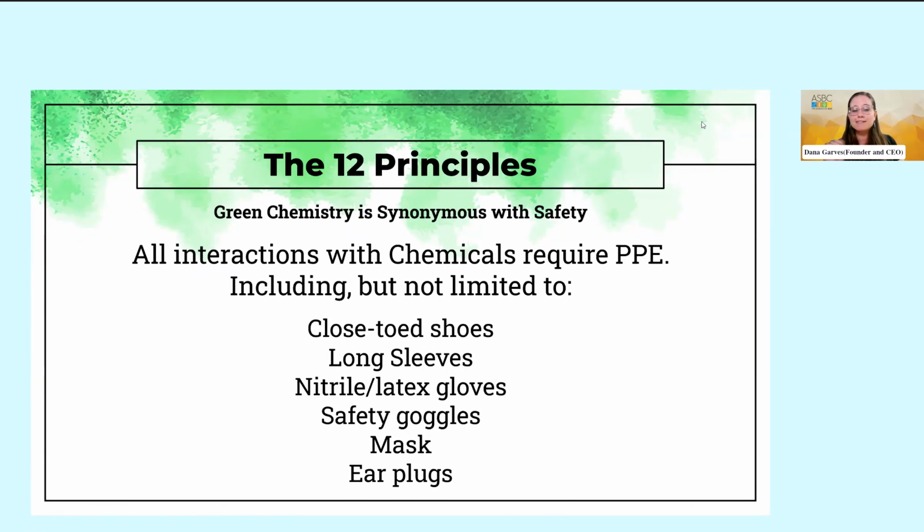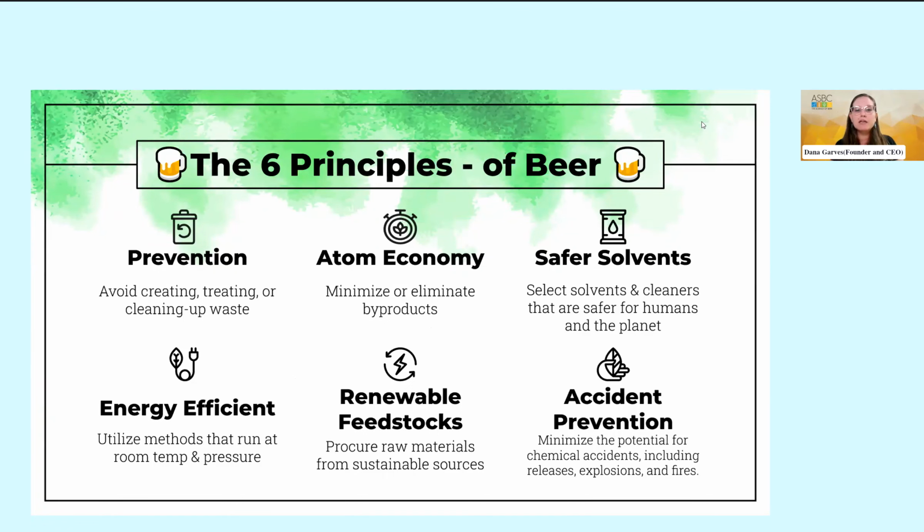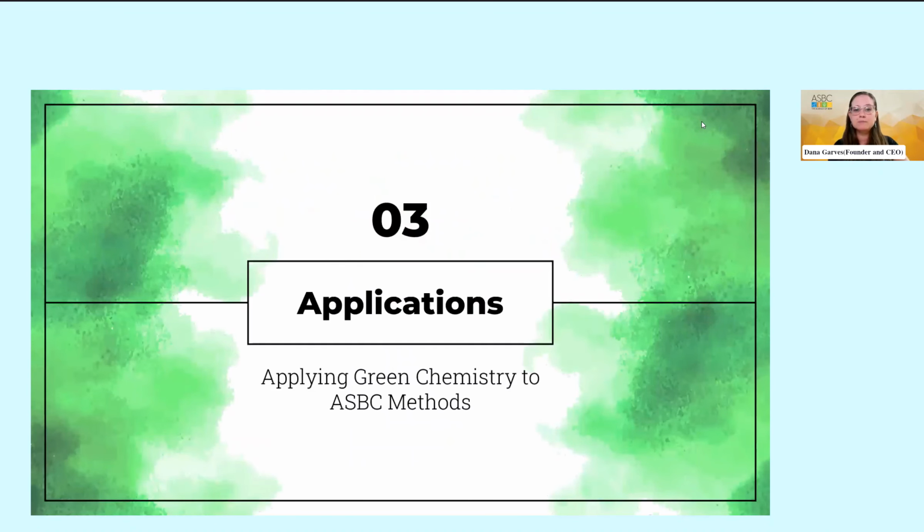All right, so if we distill all of those 12 principles down into what I find myself using the most in the beer chemistry lab, it's these 6 principles: preventing waste, eliminating or minimizing byproducts, using and selecting safer solvents and cleaners, using methods that run at ambient temperatures and pressures, choosing renewable feedstocks that are more sustainable, and then of course always looking with an eye to safety and preventing accidents.